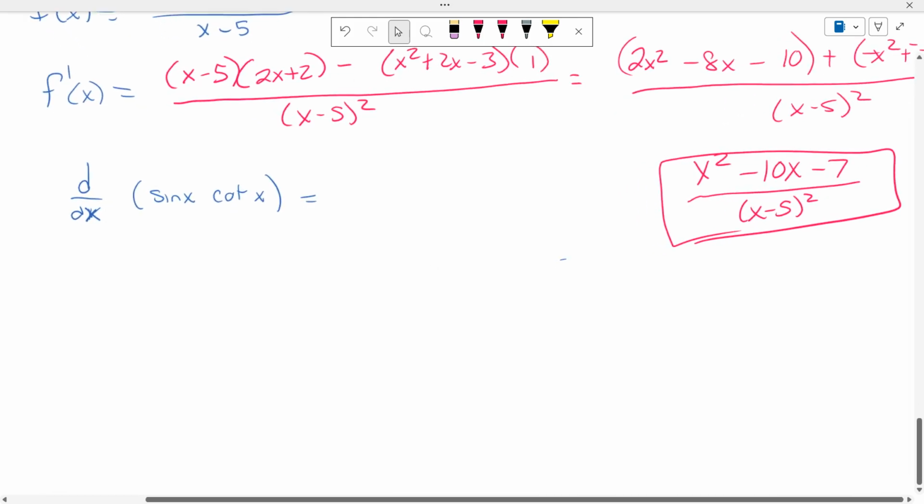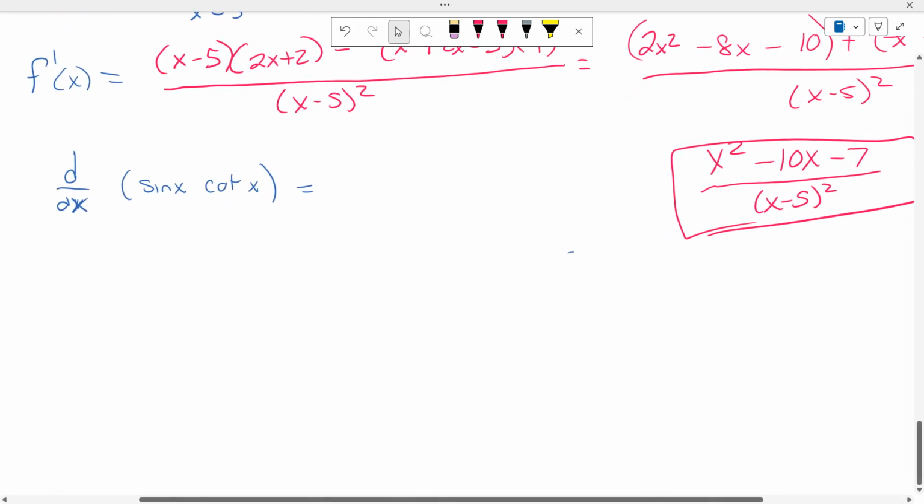Okay, next one. There's multiple ways of doing this one. There's actually a super easy way of doing this one, or a more difficult way of doing this one. But of course, knowing me, I want to do the difficult way first. Let's use the product rule here. What's the product rule going to give us?